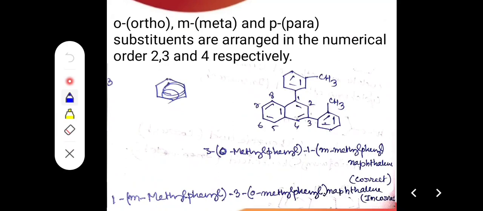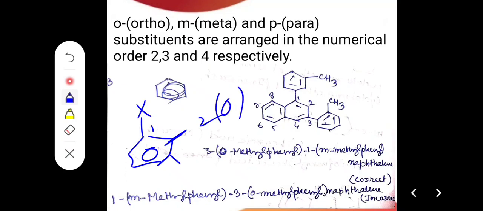Next one, ortho, meta, para. Substituents are arranged in the numerical order 2, 3, 4 respectively. If we consider ortho, the substituent having a 2 position is the ortho. This is ortho. And if 3 position, this is meta. And this is 4 position, this is para. Right? Substituents are arranged in the numerical order 2, 3, and 4 respectively.